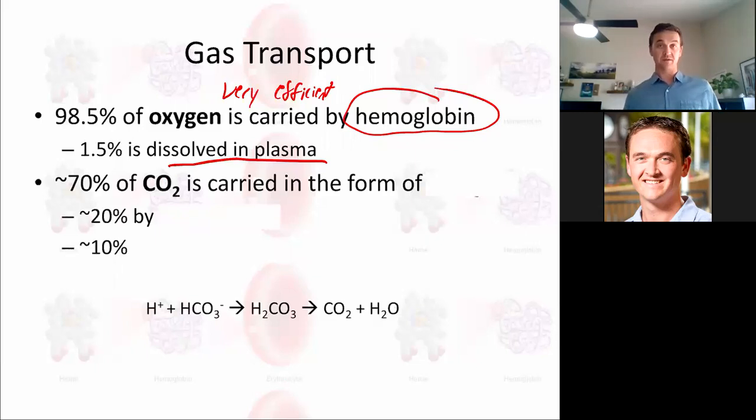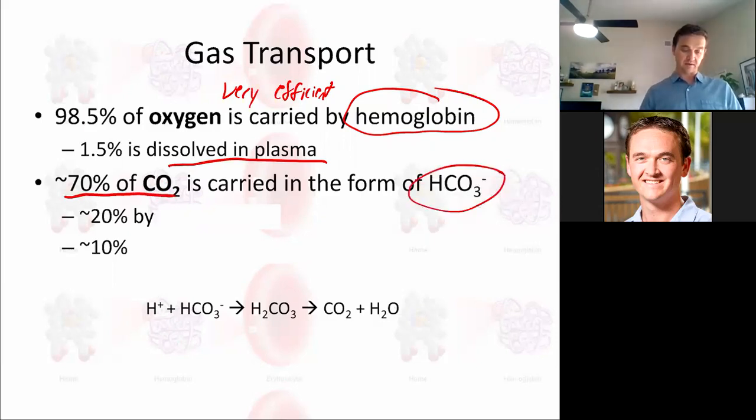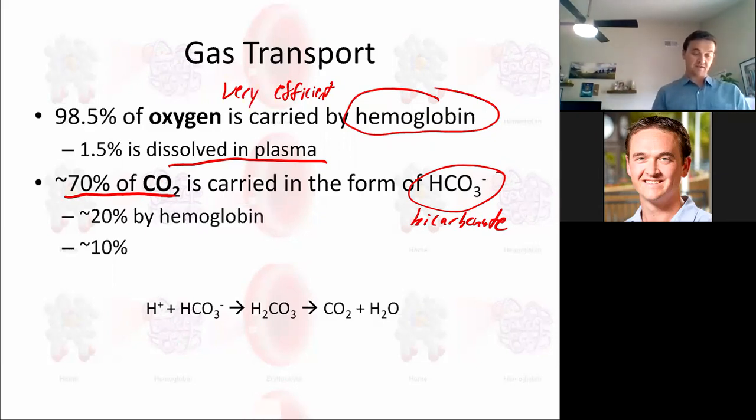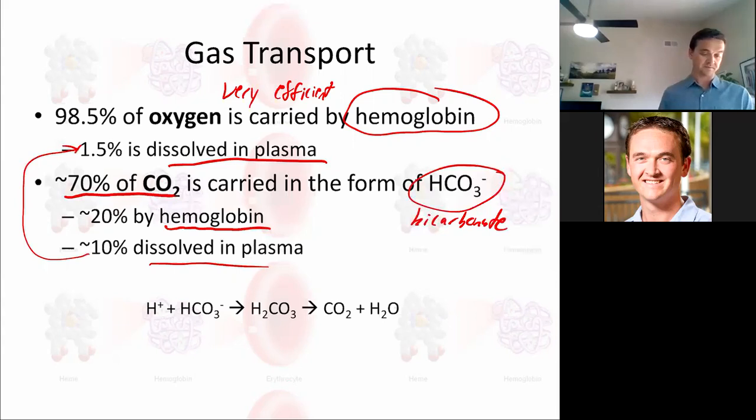What about CO2? CO2 is a little bit different. About 70% of it is carried in the form of this. What's this? It's the bicarbonate ion, right? That's bicarbonate. That's that buffering system that we talked about. We'll talk more about the bicarbonate buffering system next time, okay? And then 20% actually sticks onto hemoglobin in a similar fashion that oxygen does, but just a little bit different. And then 10% of it gets dissolved in the plasma, just like the 1.5% of the oxygen, okay?